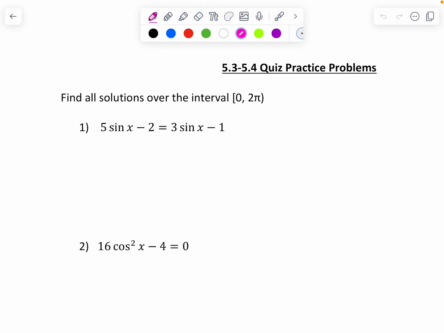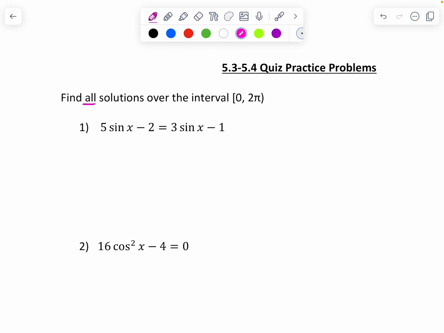So let's go ahead and go over our practice problems for the quiz. For these first few, we're going to find the solutions over the interval 0 to 2 pi. And notice that it says find all the solutions. So anything within one full rotation, we want to include.